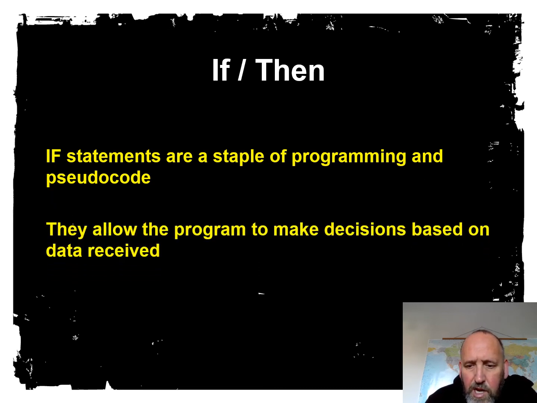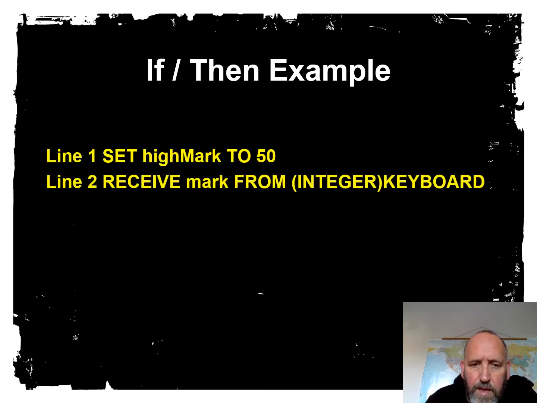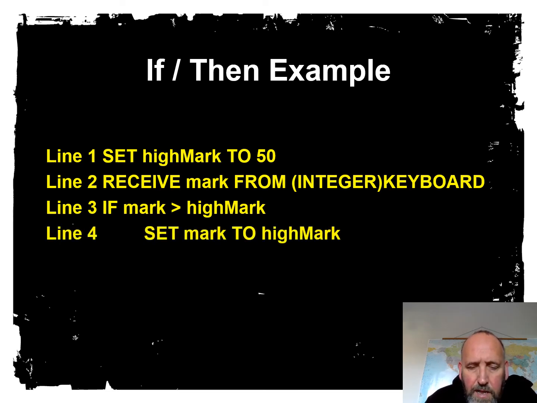Now, conditional statements in programming allow you to make a selection. Here's a wee example. Set high mark to 50, take in a mark from the integer keyboard. If mark is greater than high mark, then high mark becomes the mark. End if. So we take in our mark, we check it against the high mark, which we've set as 50. If somebody enters 54 or 60, then high mark takes the value 60.